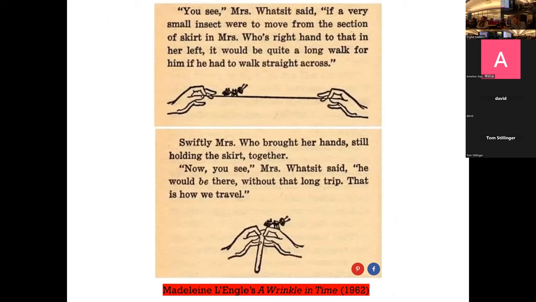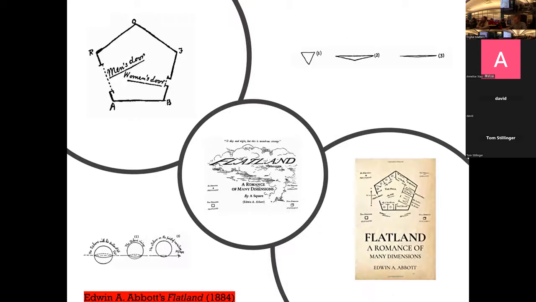We see this trope actually way before A Wrinkle in Time with Edwin Abbott's Flatland, a science fiction work, A Romance in Many Dimensions, told from the perspective of A Square.